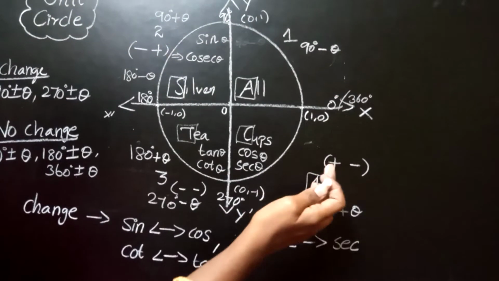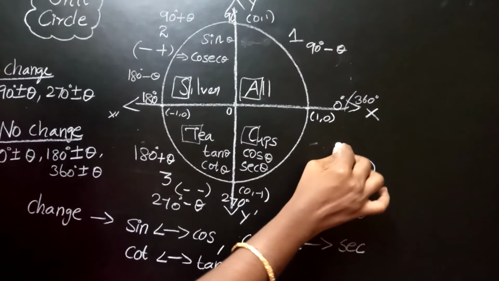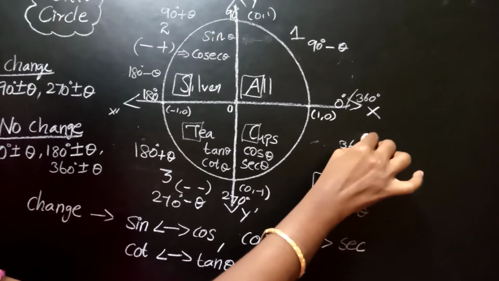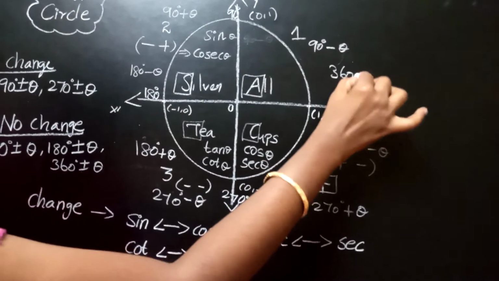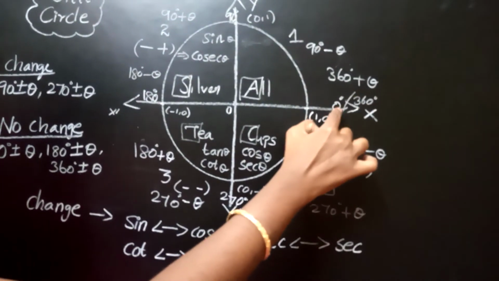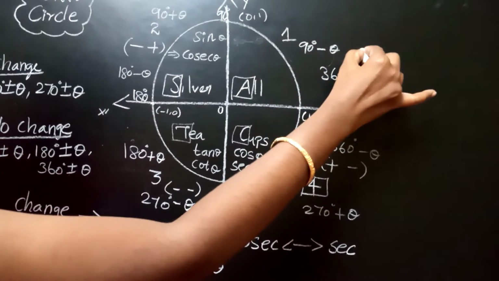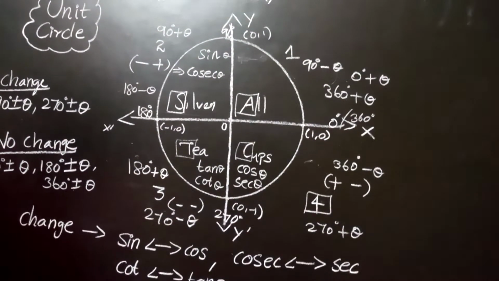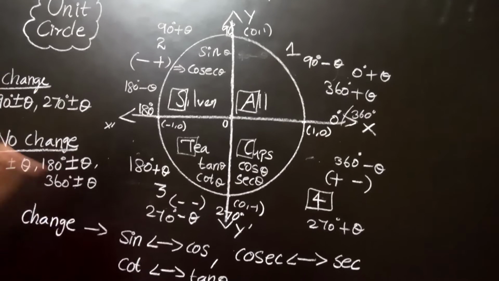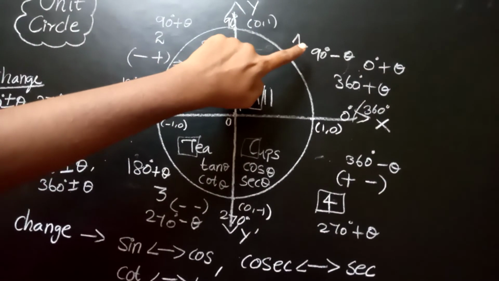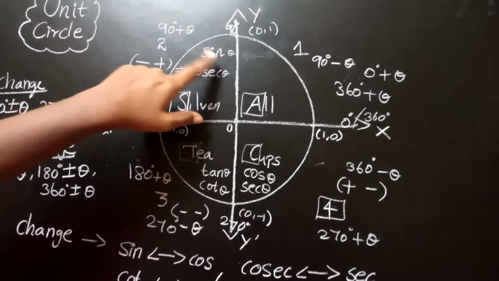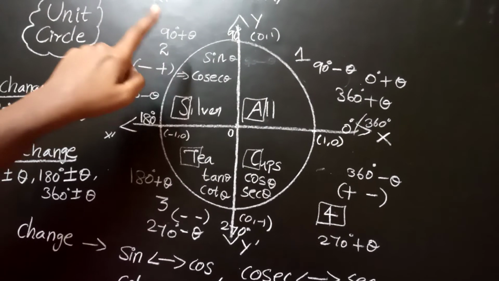Same way for 360 also: 360 minus theta will come to the fourth quadrant, 360 plus theta will go to the first quadrant. Same way we can say that 0 degrees plus theta also will go to the first quadrant only. So first you must know this. If the question comes as 90 minus theta, you should choose the first quadrant. 90 plus theta means we have to select the second quadrant.